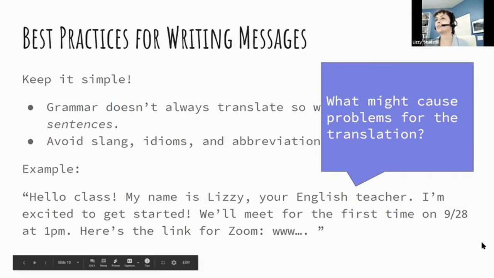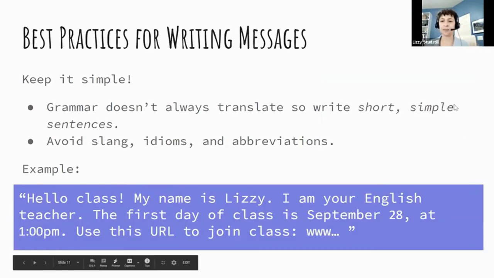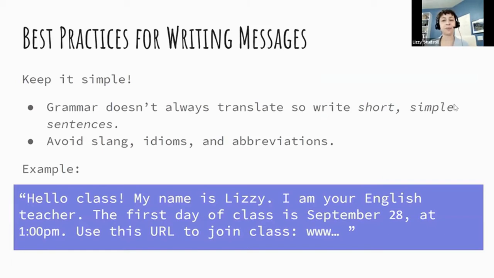So a revised first message that will go through, I think, more clearly. Hello class, my name is Lizzie. I am your English teacher. The first day of class is September 28th, so I wrote out the month just in case. At 1:00 p.m. Use this URL to join class. Oh, I did switch link to URL because I also don't know if link works in a bunch of languages.